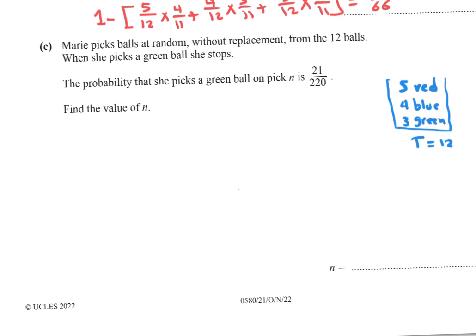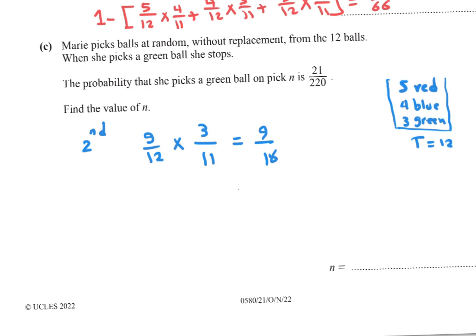If it happens at the second, this means the first ball is not green. Probability of not green means red or blue, so 5 plus 4, 9. So probability of not green is 9 over 12. And the second is green, so 3 over 11. Now we can find the answer. It equals 9 over 44. So it doesn't work, because I need 21 over 220.